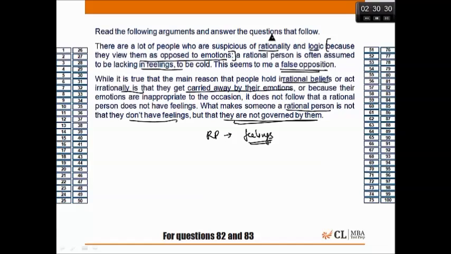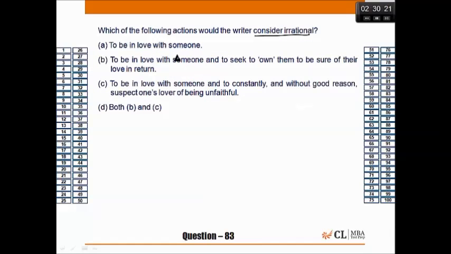Just a quick look at what irrational says. Irrational: carried away by their emotions. Carried away by their emotions. Does not have feelings. Okay. To be in love with someone, what's irrational about that? Okay, that I'm going to chuck. To be in love with someone and seek to own them, to be sure of their love in return. That is irrational for sure.